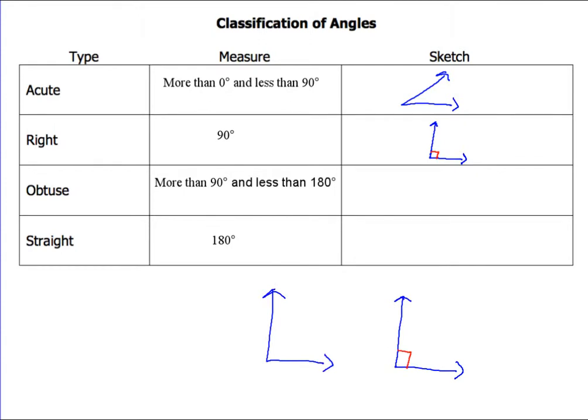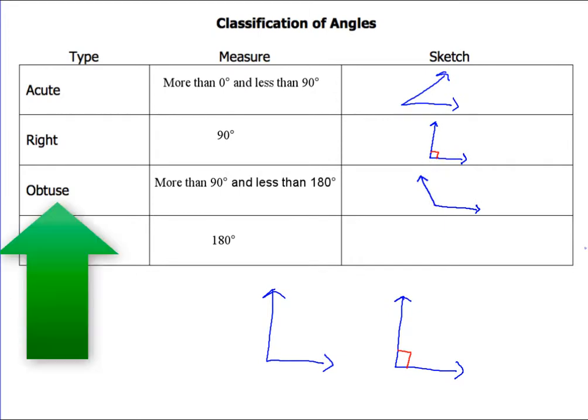Now I want to draw your attention to the two diagrams at the bottom of the screen. The diagram on the left, you cannot assume that that angle is 90 degrees. Even though it looks like it is, you can't assume that it is. However, the diagram on the right is a 90 degree angle, and we know that because of the box that is in the corner.